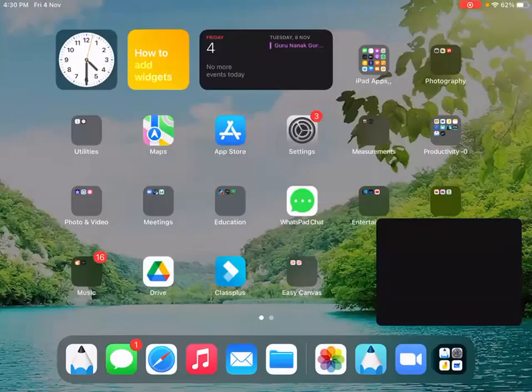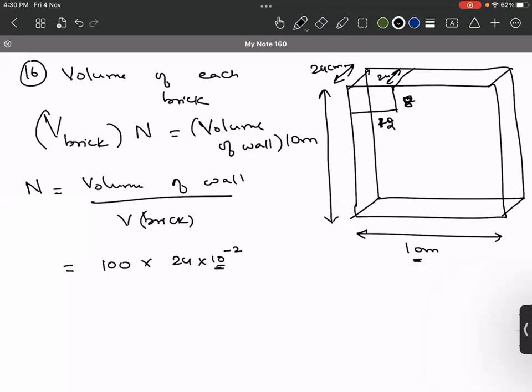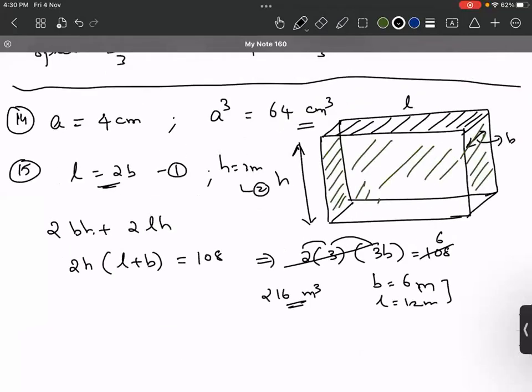You're saying about L equals 2B, and we are talking about the lateral surface area, the 4 walls: 2 into (L plus B) into H. Yeah, it got cancelled here itself. I completed and proceeded to the next one. So 2H into (L plus B) is 108.